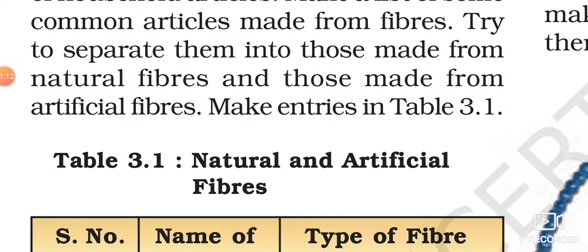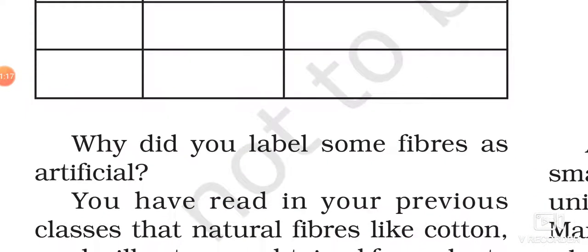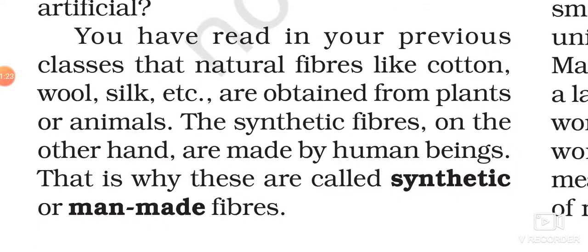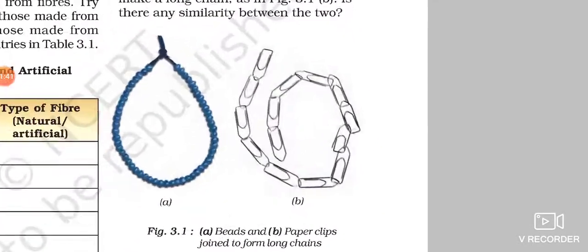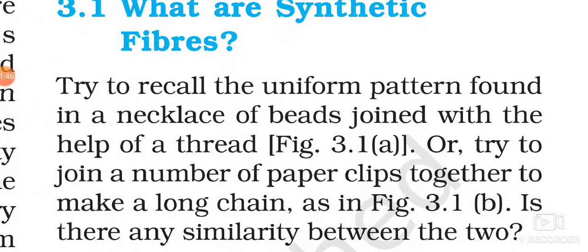But what are artificial fibers? Artificial fibers are synthetic fibers, or we can say man-made fibers, right? They are prepared by human beings from chemical substances. So the man-made fibers are called synthetic fibers or artificial fibers. And the examples which I gave you are rayon, nylon, polyester, acrylic, right? So these all are synthetic fibers.